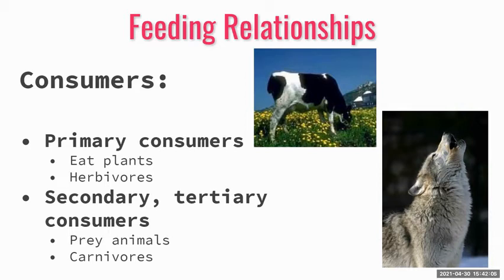The secondary and tertiary consumers have to eat those primary or secondary consumers. So they have to be an organism that eats meat. We call organisms that prey on animals or eat meat carnivores. So primary consumers have to be herbivores because they're eating those delicious plants, the producers. And secondary and tertiary consumers have to eat those primary consumers, which are animals, so they are carnivores.